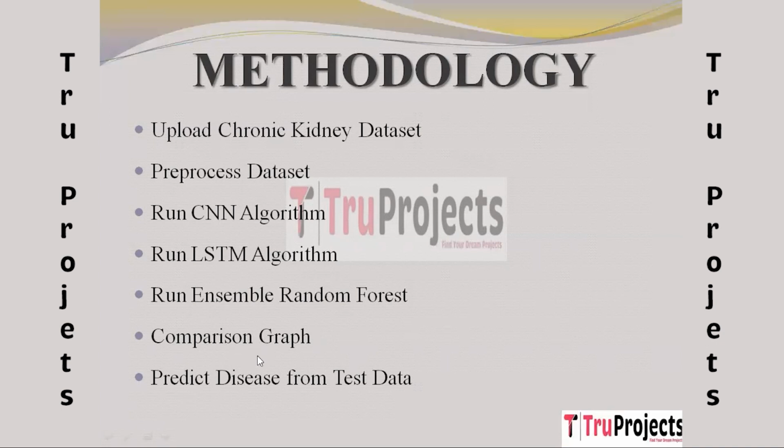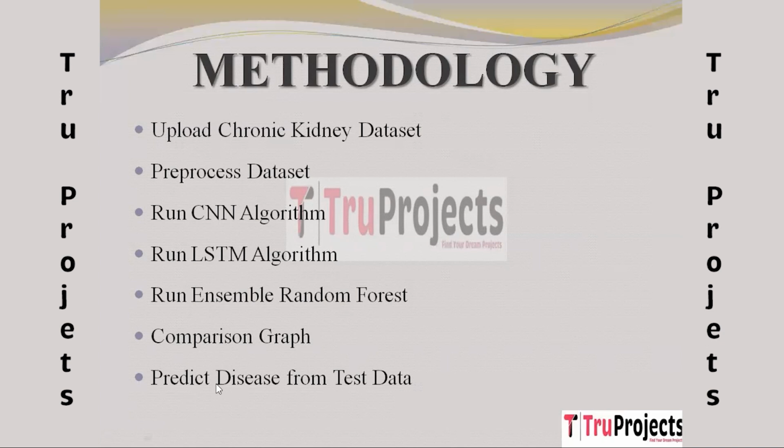The next module is Comparison Graph. Here, the results from the previous modules are compared visually. A graph is plotted where the x-axis represents the names of the algorithms and y-axis represents accuracy, precision, recall, and F-score. This graph allows for a clear comparison of the performance of different algorithms.